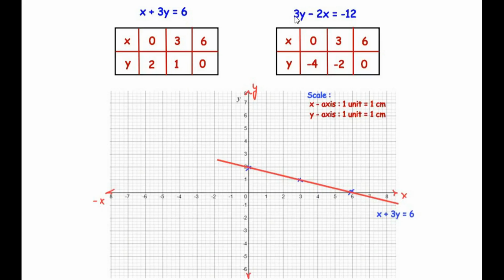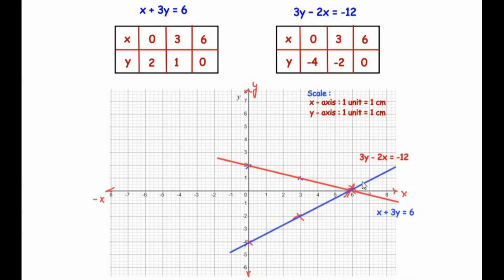Now let us do the same thing for the second line. So the points are 0, negative 4. So it will be on the negative y-axis, that is the first point is going to be over here. The second point is going to be 3, negative 2. So on the x-axis it is 3 and on the y-axis it is negative 2. So the point will be over here. And the last point is 6, 0, which will be again over here on the x-axis. So let us draw a line connecting these 3 points now, this way. And this line represents the equation 3y minus 2x equal to minus 12.